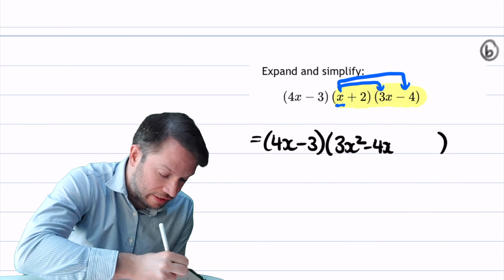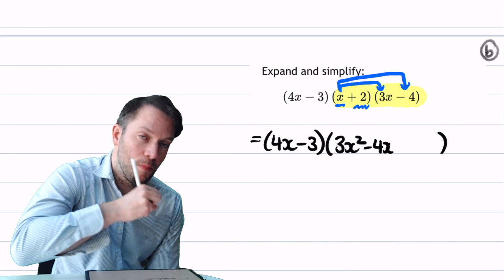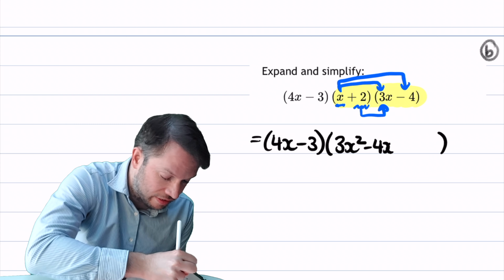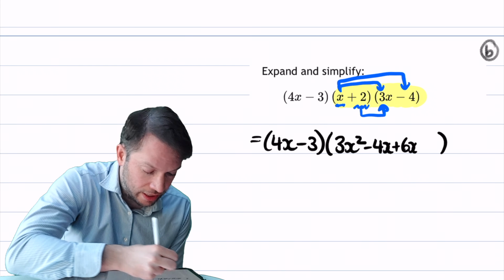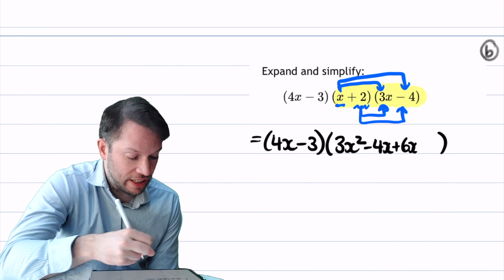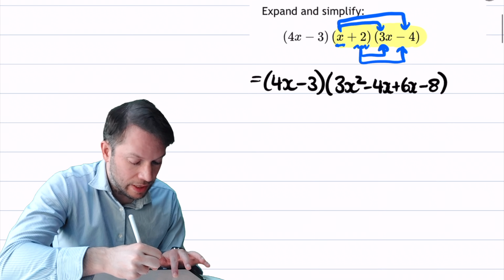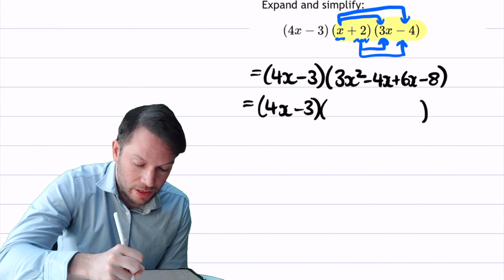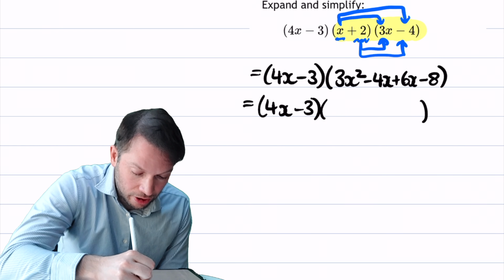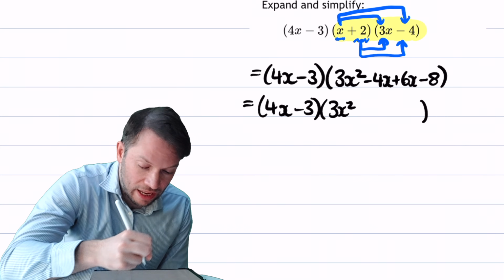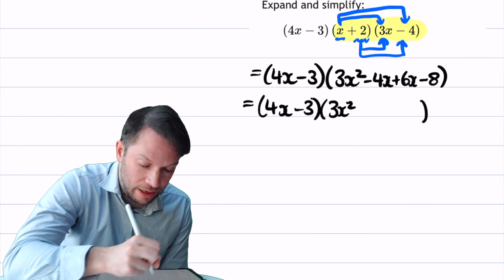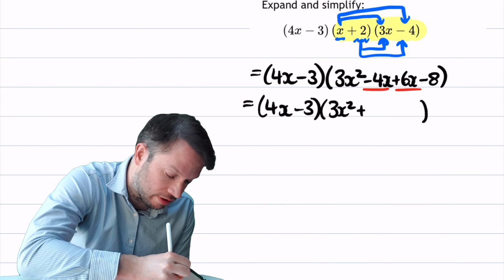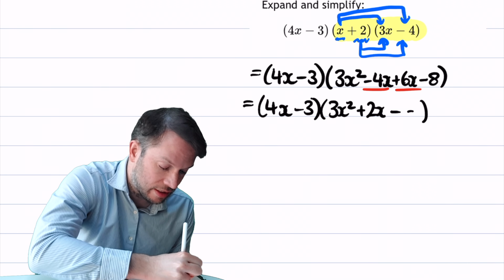Now I'm going to do this second term in the first bracket, multiplied by each term in the second. So I'm going to times the 2 by the 3x, which is 6x. And I'm going to times the 2 by minus 4. Positive times negative is negative, so it's going to be minus 8 like that. Now let's just tidy up that second bracket by collecting like terms. This is the only x squared term we have, so let's just leave that as it is. But we have multiple x terms here without a power. So I've got minus 4 lots of x plus 6 lots of x, which is plus 2 lots of x. And then I've got that minus 8 term at the end.